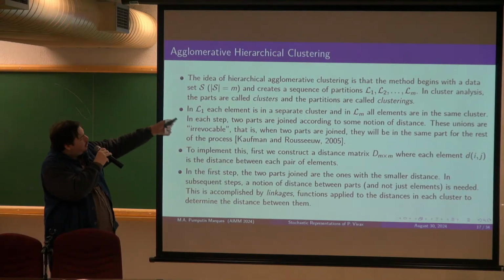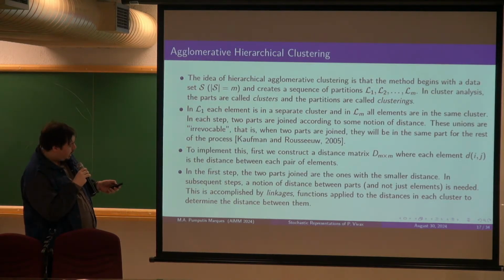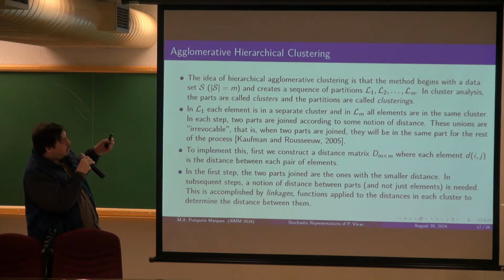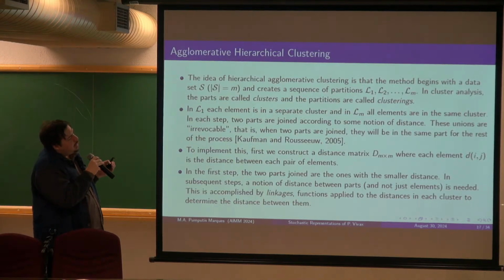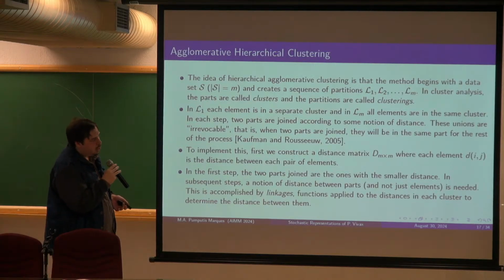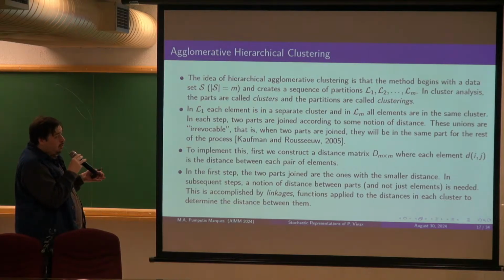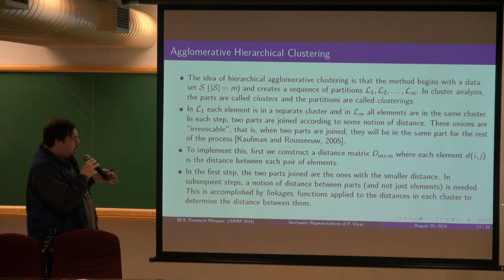In L1, the first partition, every element is a separate cluster, so it's exactly how we began the algorithm here. Each element is in a separate cluster, and in the final one, all elements are in the same cluster. In each step, we join two parts according to some notion of distance. Of course, in this application, we are going to use the distance that was defined a few slides ago. And these unions are irrevocable. That means that when two parts are joined, they will be in the same part for the rest of the process.